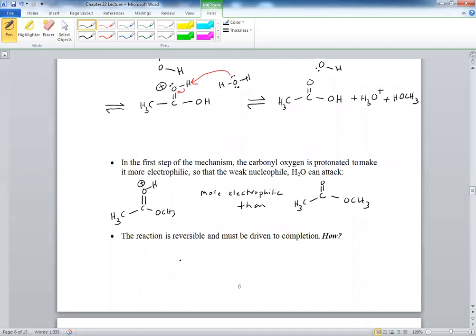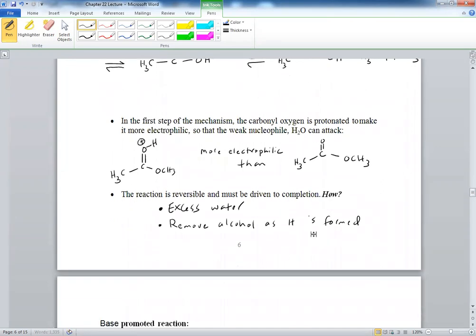And then the other thing is the reaction is reversible and must be driven to completion. How do you do that? Le Chatelier's principle says what you do is use excess water, or remove the alcohol as it's formed. All right, so let me go back to this.